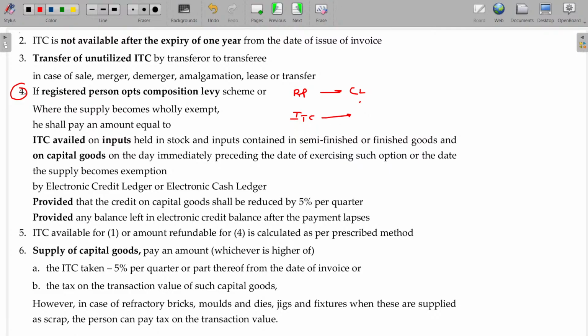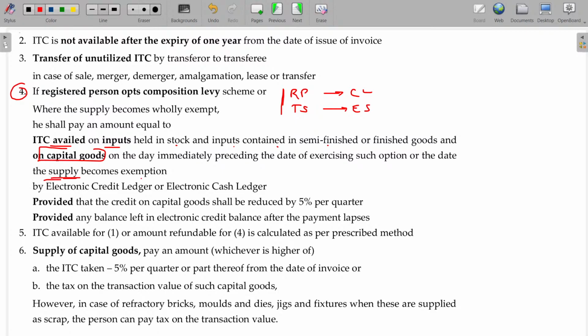You have to refund. On what? Raw material and capital goods, the same. Okay. Where the supply becomes wholly exempt. In what scenarios? In the reverse case, when a registered person becomes a composition levy person, or taxable supply becomes exempted supply. Okay, in these two cases, ITC availed on inputs held in stock, inputs contained in semi-finished and finished goods, and on capital goods, as on the day immediately preceding the day of exercising such option or the day the supply becomes exempt.